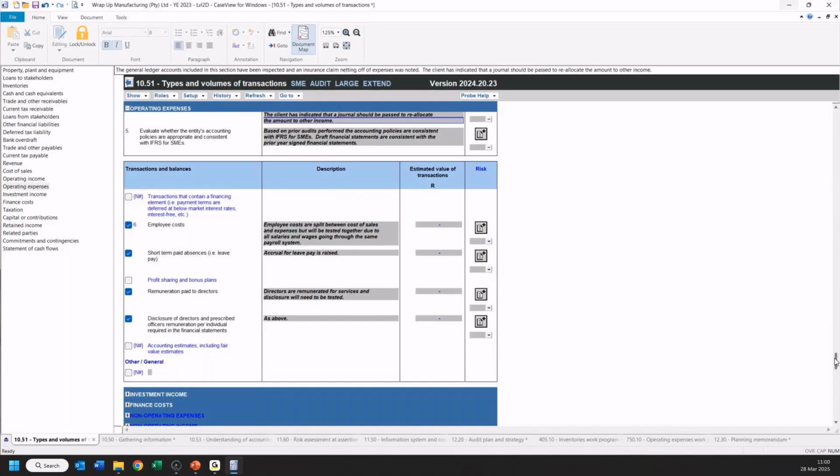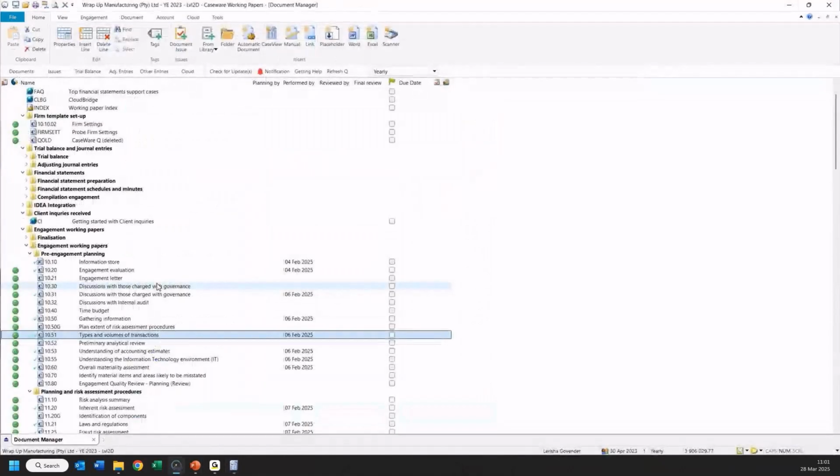If we did say there are, then we would go and switch that on so that we can actually test it. Remuneration paid to directors, that's switched on for us, and disclosure of directors, that is also relevant. There's no accounting estimates in operating expenses, so we don't have to switch on accounting estimates. Right. So those then being our sections for 1051. If I go back to the document manager, I'm not going to look at any other further documents in our pre-engagement planning section.